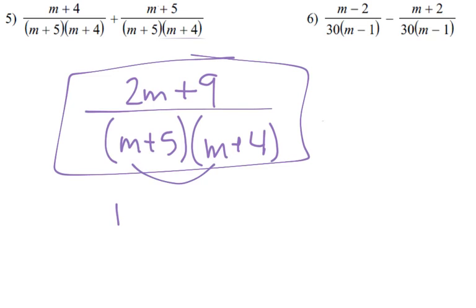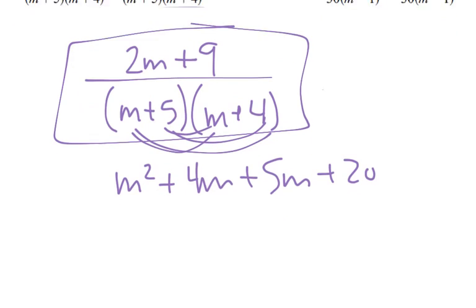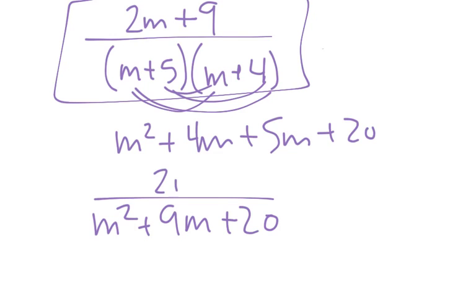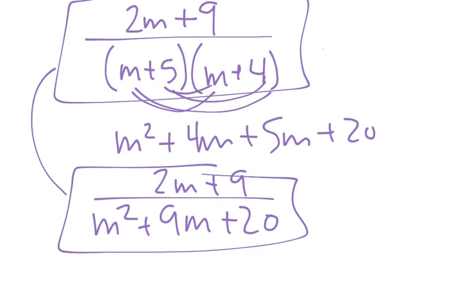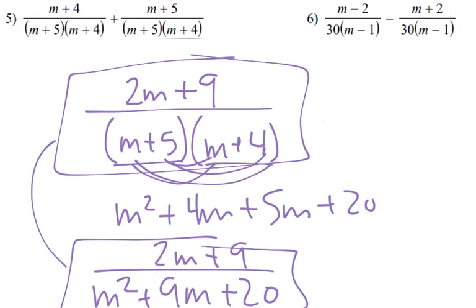If you wanted to, you could have multiplied this out and gotten a denominator of m squared plus 9m plus 20 under 2m plus 9. Either one of those works. I would just as soon leave it as factored, especially because when we start graphing, we really want to have it like that.